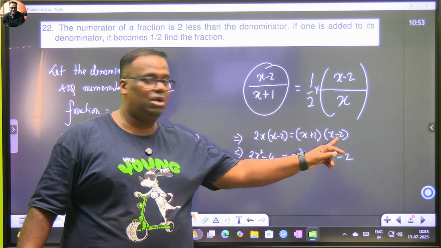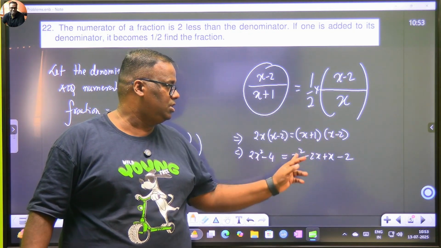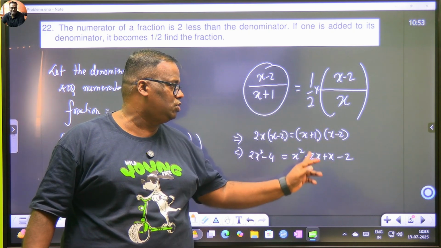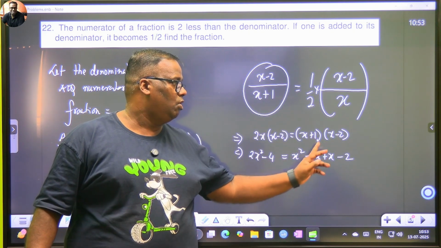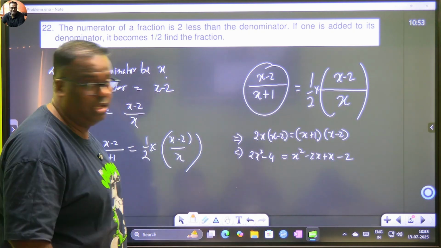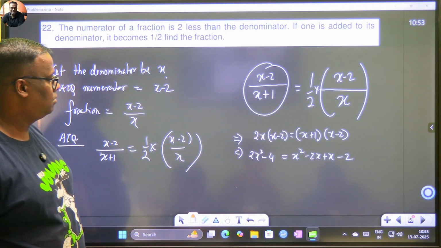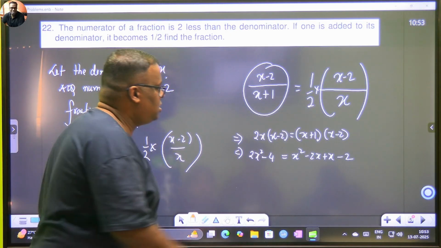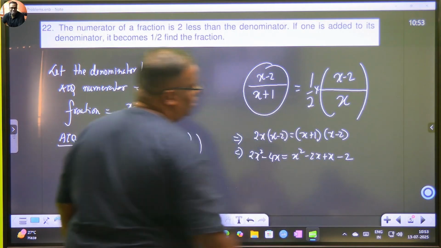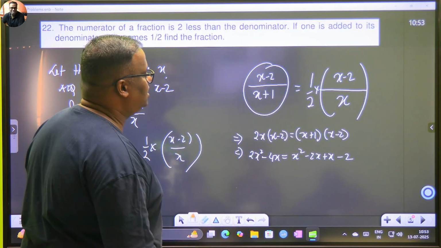I jumped a step. x will first multiply the bracket. x into x is how much? x square. x into minus 2, minus 2x. 1 into x is x. 1 into minus 2 is minus 2. Yes. 2x square minus 4x. Minus 4x. Yes, very good. But here there is an issue.